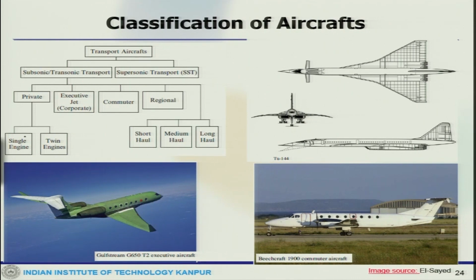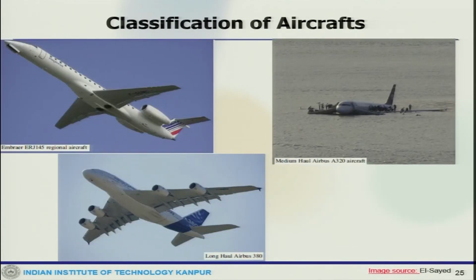And there could be some other categories as it is divided. So this is another example of that. Now there could be small one, big one. Now these are regional aircraft. This is an Airbus 380. This is also an aircraft which is there.